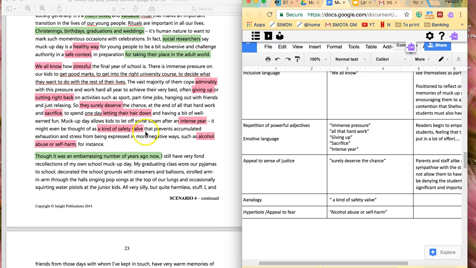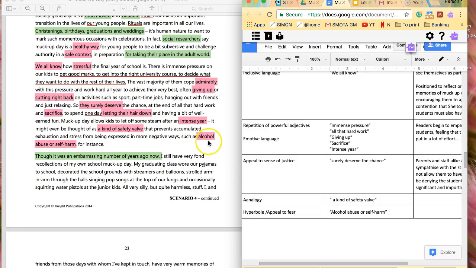All right, so, and then we've got down here, she says, it might even be thought of as a kind of safety valve. And what this is, when she makes this connection or this contrast, it's an analogy, because she's saying it is quite like the release of a safety valve, and it prevents accumulated exhaustion and stress from being expressed in more negative ways, such as alcohol abuse or self-harm. So she's got the analogy to help parents understand, to give them an image of what might happen and what it might look like if they don't let their children participate in this day.